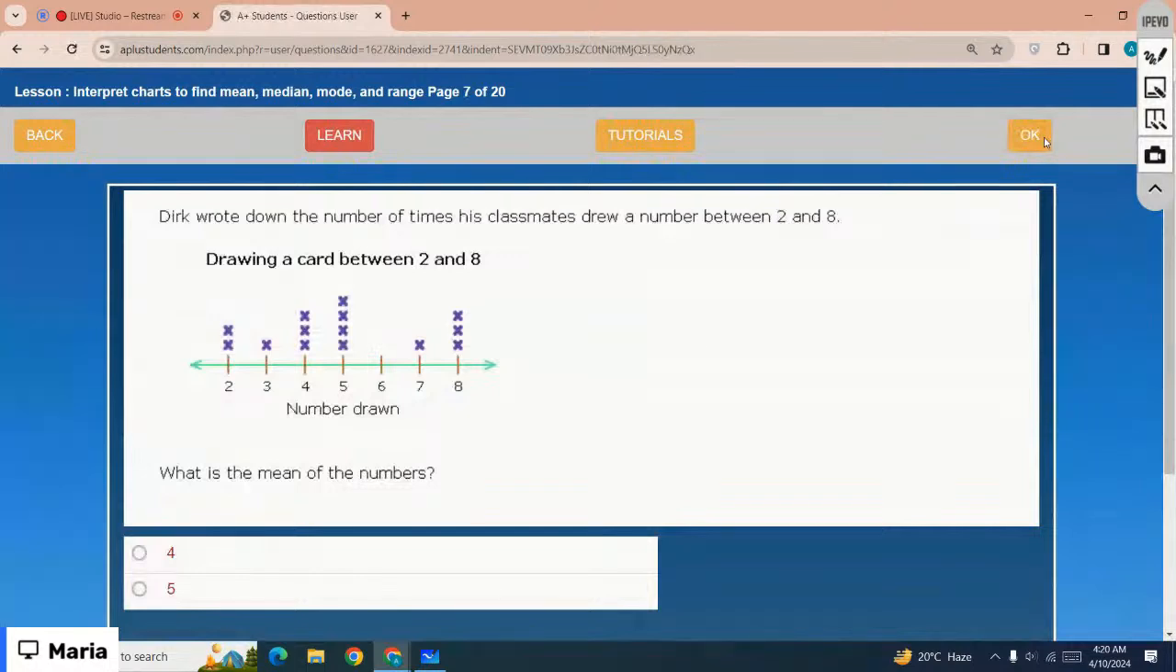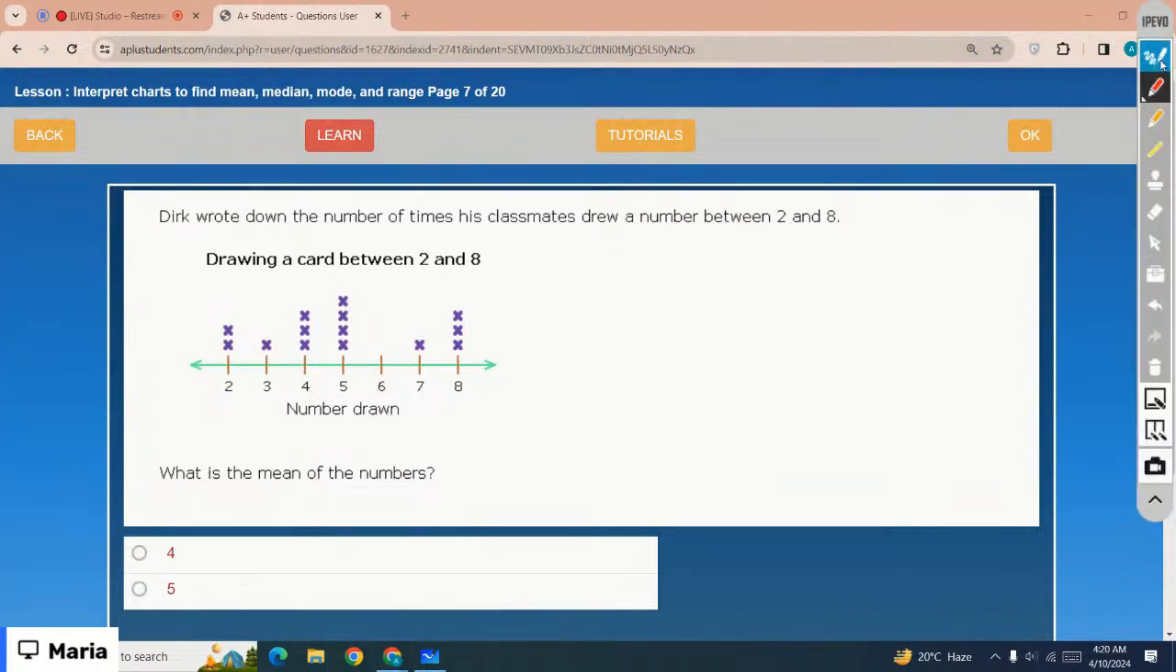Dick wrote down the number of times his classmate drew a number between 2 and 8. What is the mean of the numbers? You have to calculate the mean, right? They are 2, 1, 3, 4, 1, 3. Let's just add them. 3 plus 3 plus 4 plus 1 plus 1 plus 2. 6, 10, 11, 12, 13, 14 it is. You have to divide by 7.